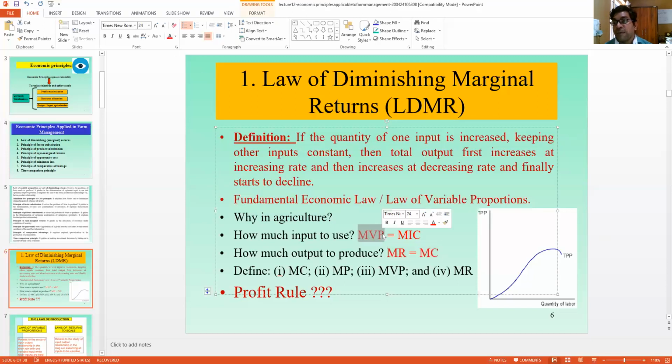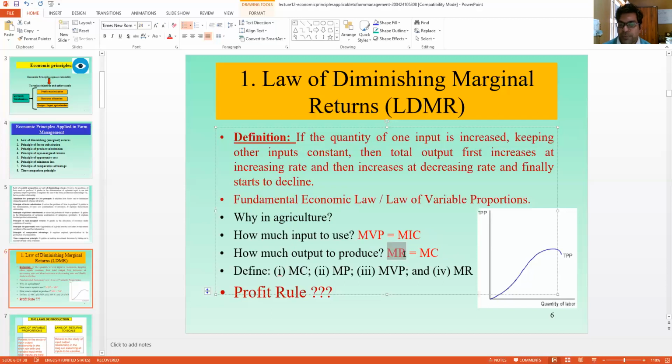What is MVP? Marginal value product. Marginal is additional. Then MIC is marginal input cost, additional input cost. So the formula is delta, which means change. So MVP is delta TVP, delta total value product, divided by delta X, the input. Then similarly, MIC, marginal input cost, is equal to delta TIC upon delta X. Then how much output to produce? Optimal level of output. MR equal to MC. MR means marginal returns. MC means marginal cost.